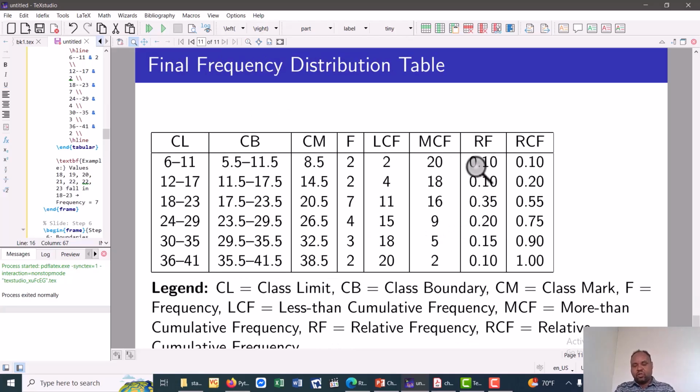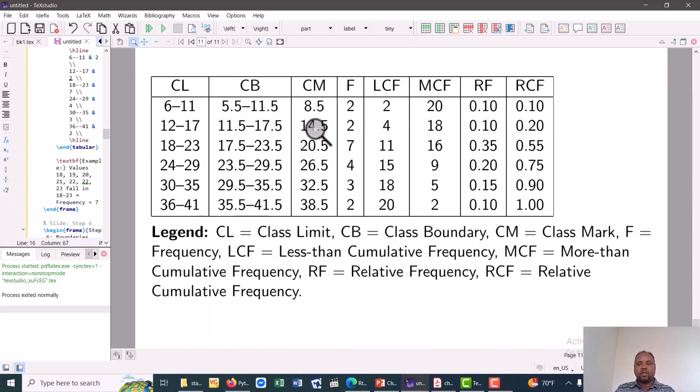The final frequency distribution table, consisting of all possible terms, looks like this. This is a grouped frequency distribution table for the 20 students' exam score raw data set, which consists of class limits, class boundaries, class mark, frequency, less than cumulative frequency, more than cumulative frequency, relative frequency, and relative cumulative frequencies. These are the legend for these abbreviations. So this is a well constructed grouped frequency distribution for our raw data set. Thank you.